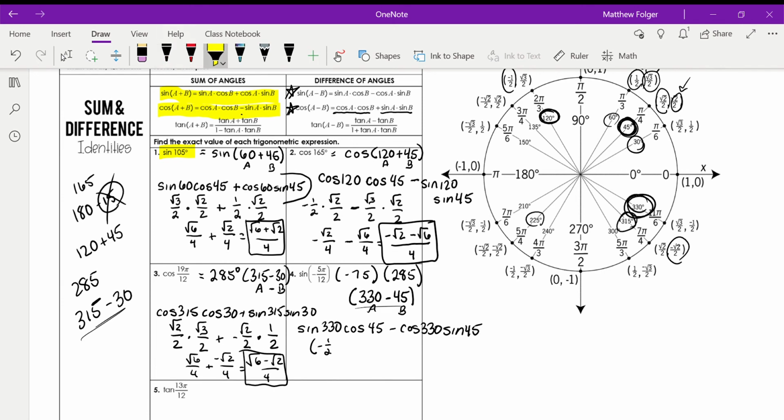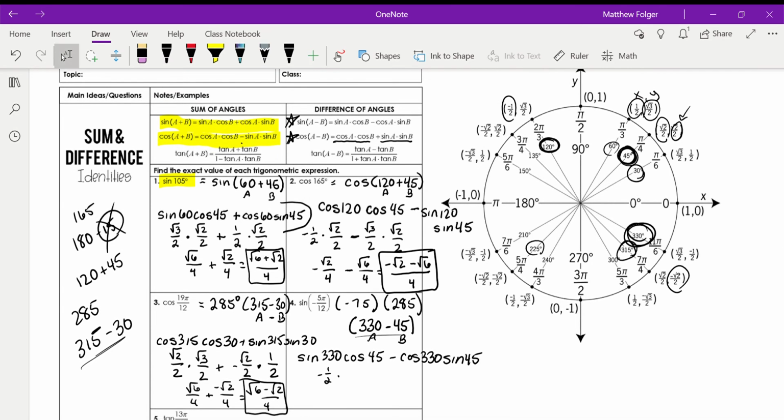You don't need parentheses here. You can if you want. Negative 1/2 cos of 45 is the x value at 45, which is square root of 2 over 2, minus cos of 330 is square root of 3 over 2, and the sine of 45 is square root of 2 over 2. And then we simplify.